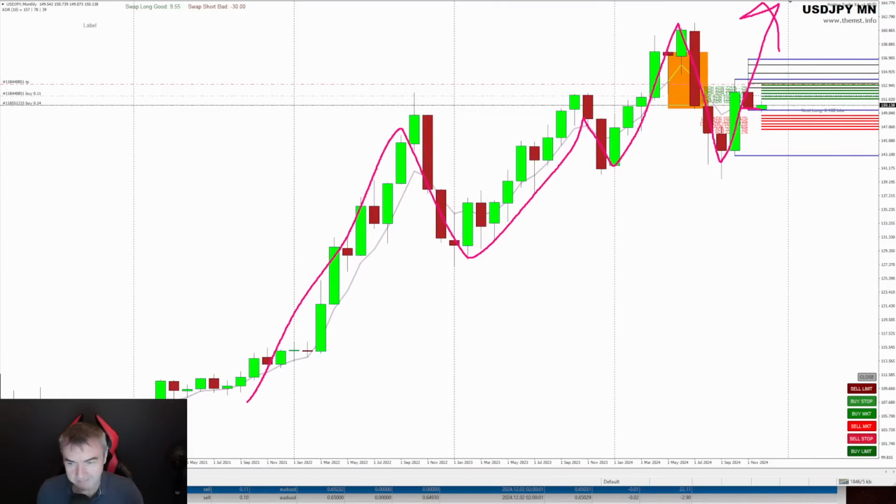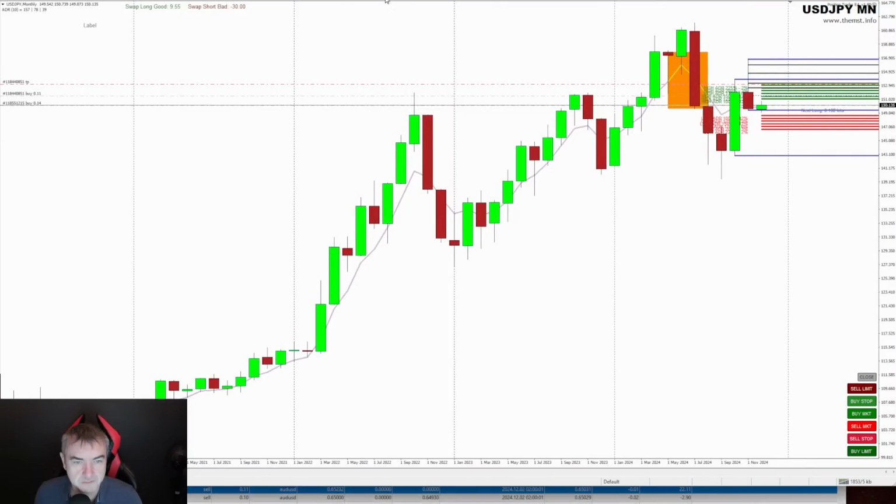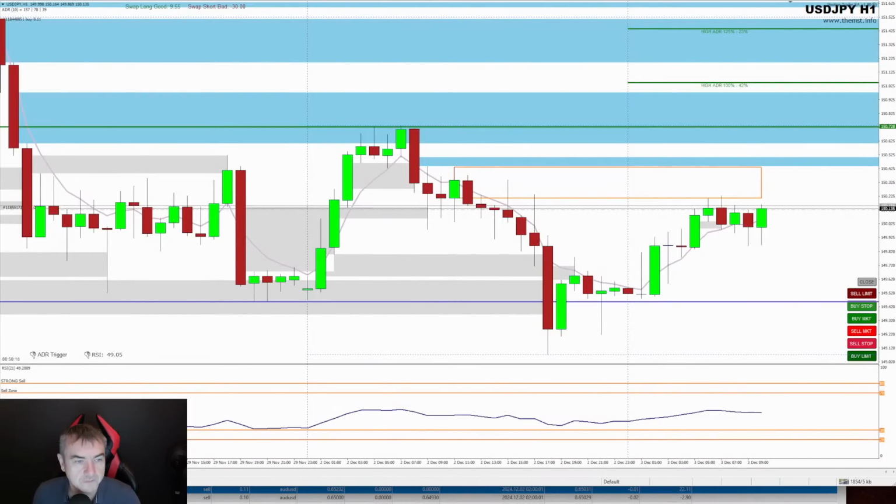I'm not sure about the yen. I really don't know where it's going at the moment. But that's the only long I've got on that one.